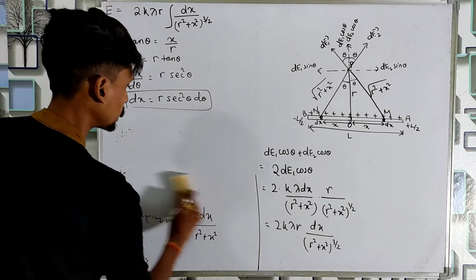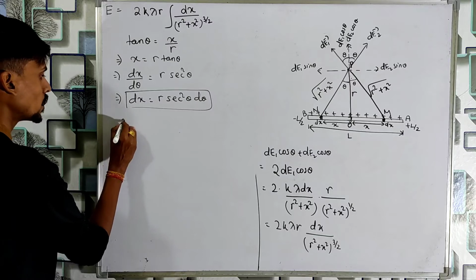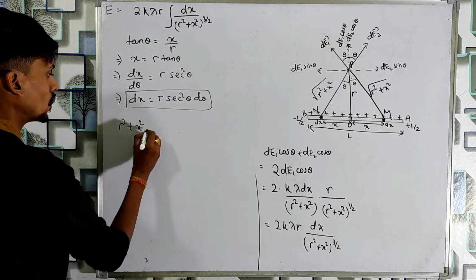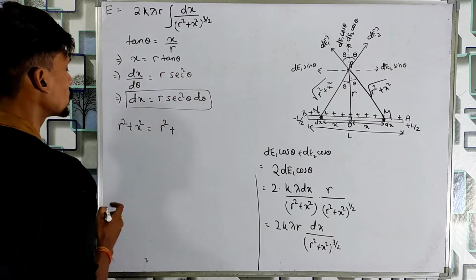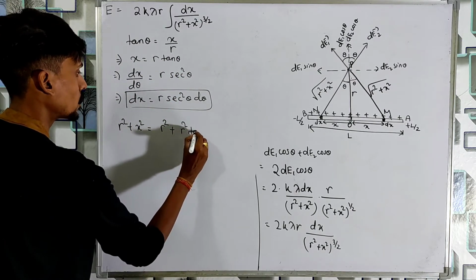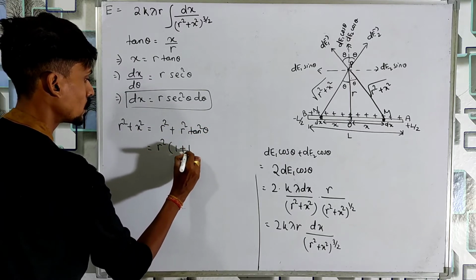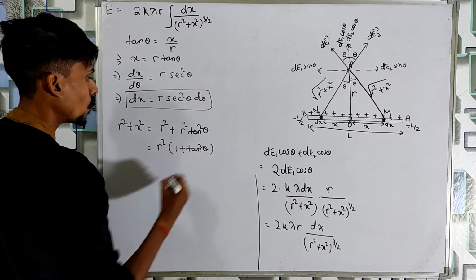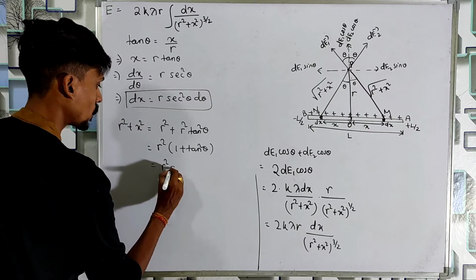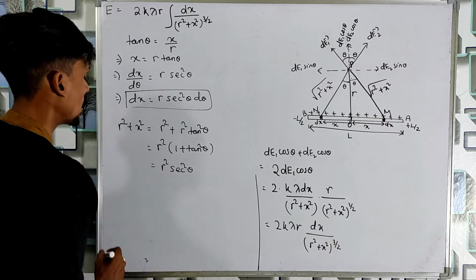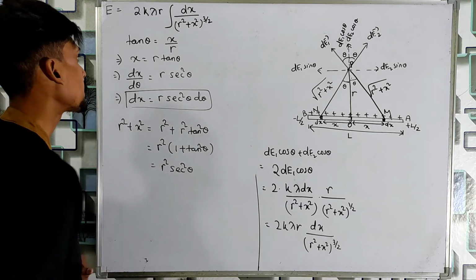Now look at the denominator. We have r square plus x square. That is equal to r square plus, what is x? x is r tan theta. So x square will be r square tan square theta. That is equal to r square whole into 1 plus tan square theta. 1 plus tan square theta is sec square theta. So r square plus x square will be r square sec square theta.